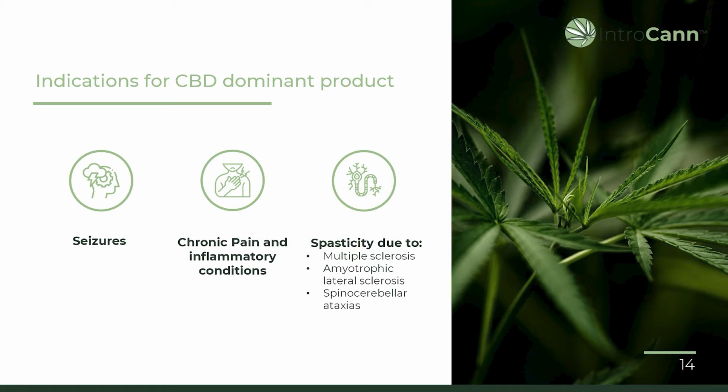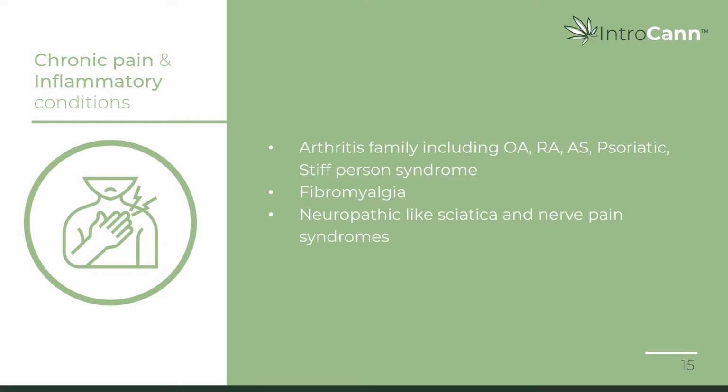We also use it for spasticity due to multiple sclerosis, and for movement disorders, Parkinson's, things like that. And then the whole pain grouping: arthritis, osteoarthritis, rheumatoid arthritis, psoriatic arthritis, the fibromyalgias, all the pain conditions. A good place to start is your CBD dominant product, but also for your older patient who is cannabis naive, I find it's just better to start with a high CBD product.